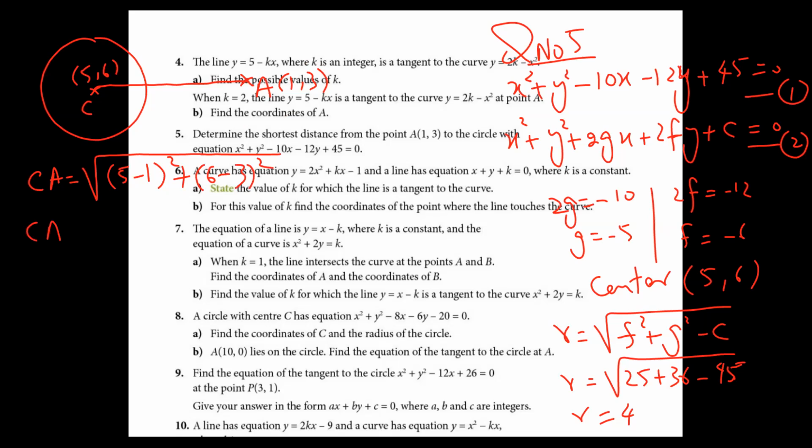And CA turns out to be 4 squared is 16, and 3 squared is 9. It becomes 5 units distance. So this is a gap of 5, and the radius is 4. It means the point is outside the circle, but anyway, the distance between the point and the circle is CA minus radius. CA is 5, radius is 4, so the distance is 1.